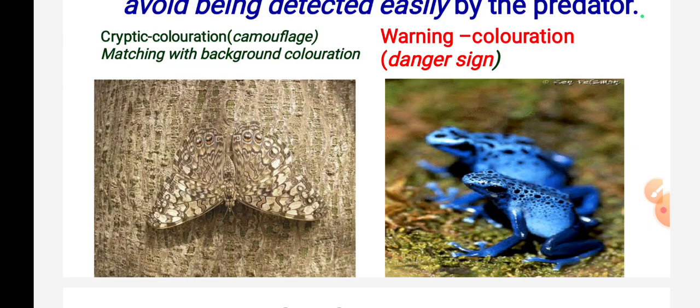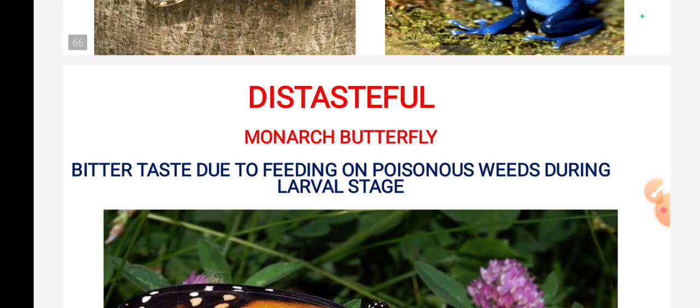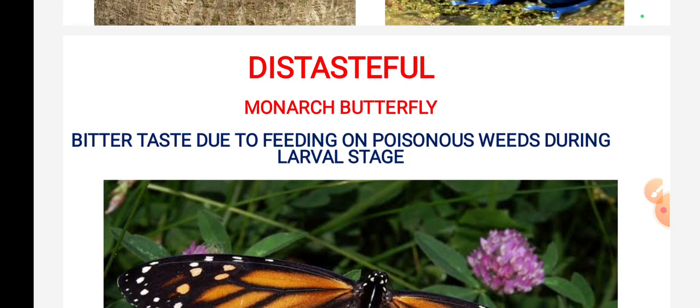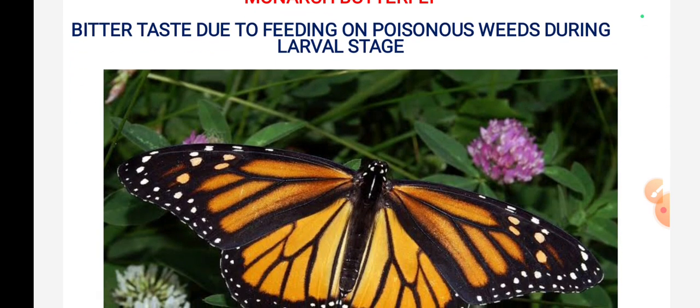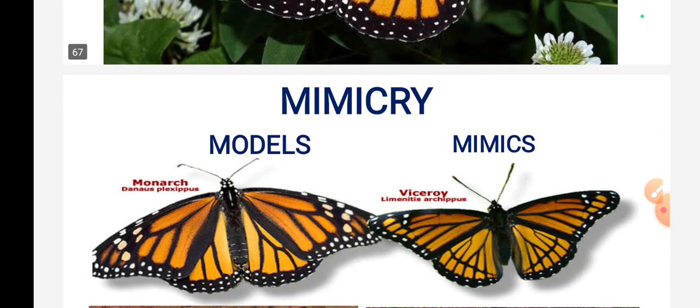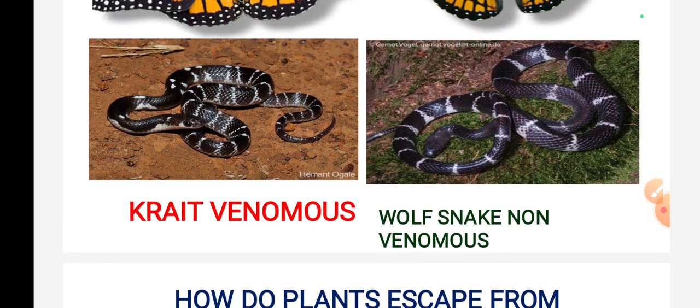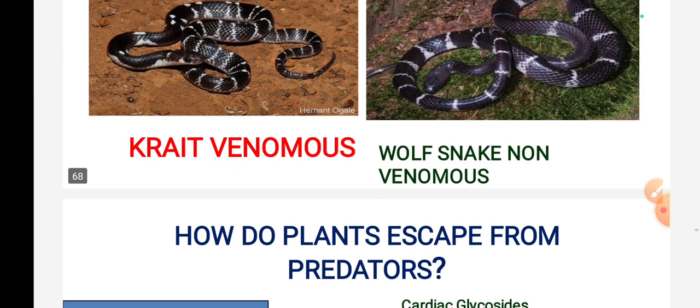Then warning coloration, a danger sign. Okay, we see it in some frogs. Then distasteful: the monarch butterfly is distasteful, with a bitter taste due to feeding on poisonous weeds during the larval stage. Mimicry: models and mimics. Okay, monarch, Danaus plexippus, then Limenitis archippus. Krait is a venomous snake. Wolf snake is non-venomous.